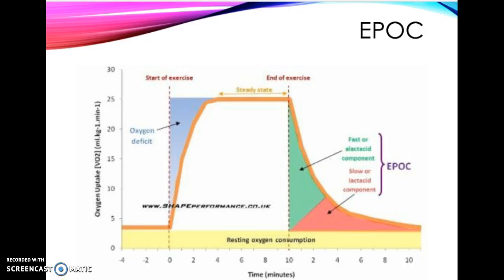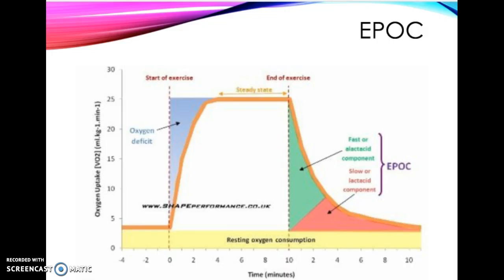The graph shows oxygen consumption before, during, and after steady-state exercise. The orange line shows oxygen consumption levels at rest, which are 4 milliliters. As exercise begins, the oxygen consumption rapidly increases from 4 milliliters up to 25 milliliters after 3 minutes, where it plateaus.